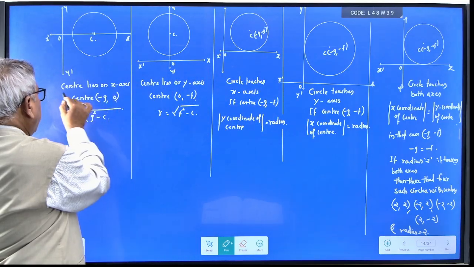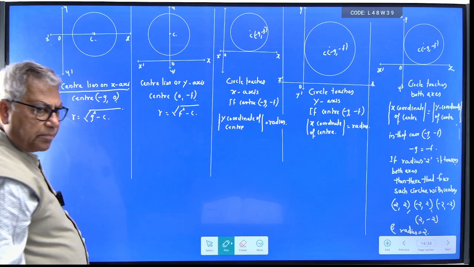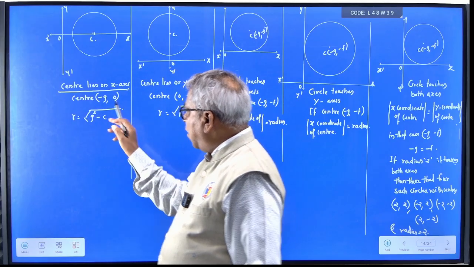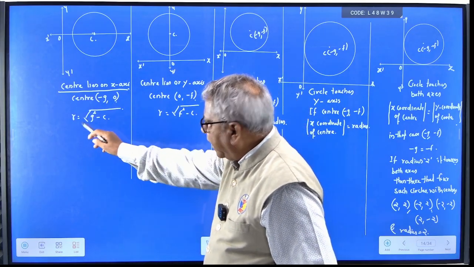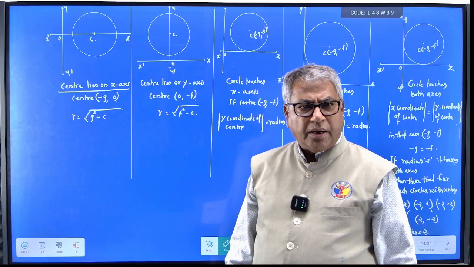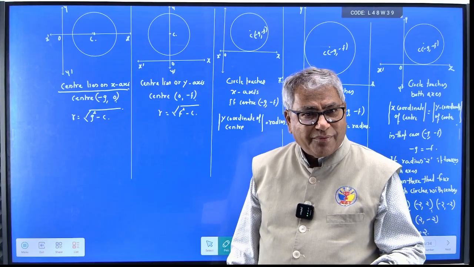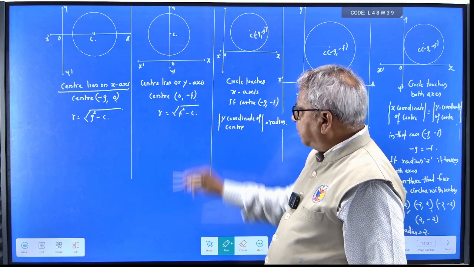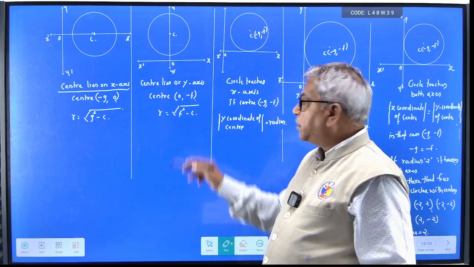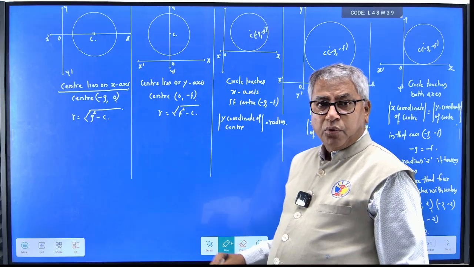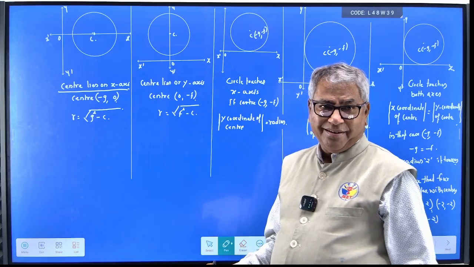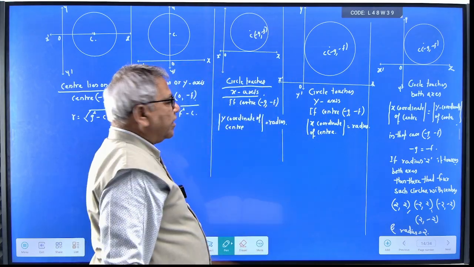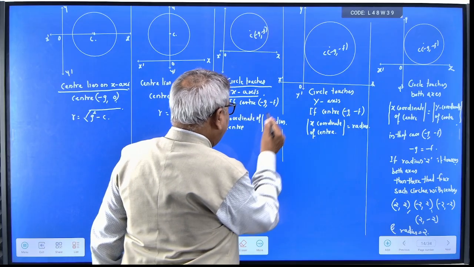If the center lies on the x-axis, then of course the y-coordinate of the center becomes 0, so (−g, 0) is the center, and in that case the radius becomes √(g² − c), as there is no f. If the center lies on the y-axis, the center is (0, −f), and the radius is √(f² − c), right? Here, the circle touches the x-axis. Remember that the circle touches the x-axis.